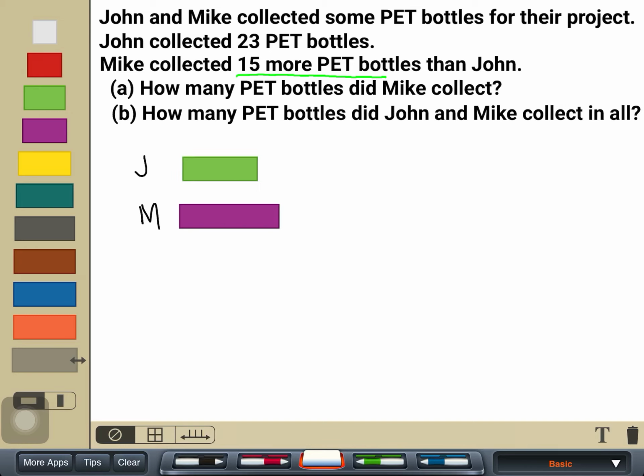So in that case, let me use purple for Mike and a shorter one, the green one, for John. Alright, now that we have represented their PET bottles using the bars, let us now label the following. How many more PET bottles did Mike collect? It's 15, so we will be putting 15 right here. What else do we know? We also know that John collected 23 PET bottles. So let us label the bar for John as 23.